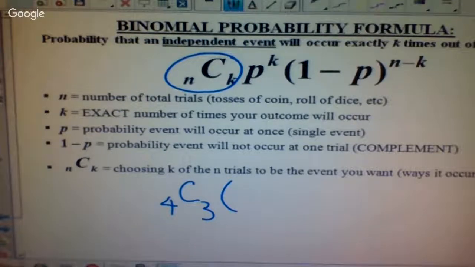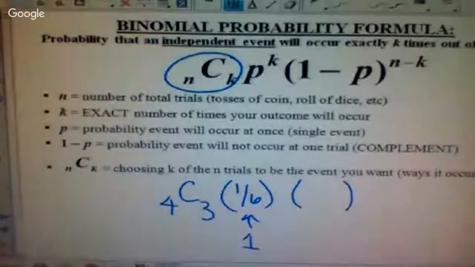This P represents the probability of the event that you want to happen. What was the event that I wanted to happen? I wanted those to be what? Ones. They're 1/6. Probability of a 1. This is I want a 1. Okay? Right beside it is going to be another set of parentheses. 1 minus P, which means we want the complement of a 1. Or in other words, not a 1. So if 1/6 gives me a 1, 5/6 gives me not a 1.